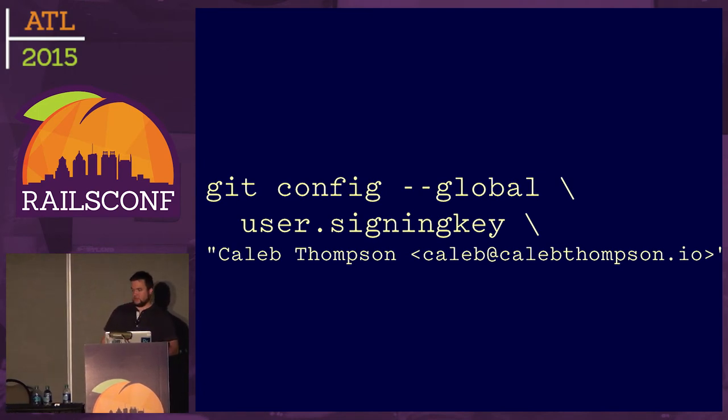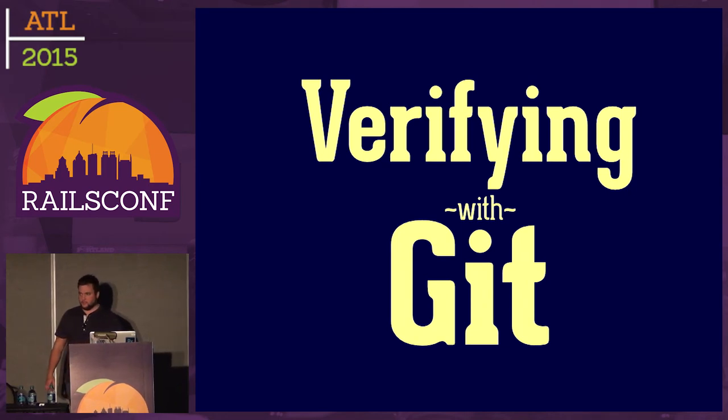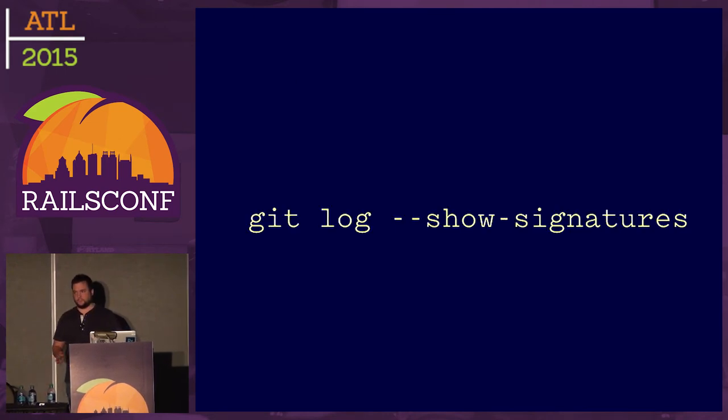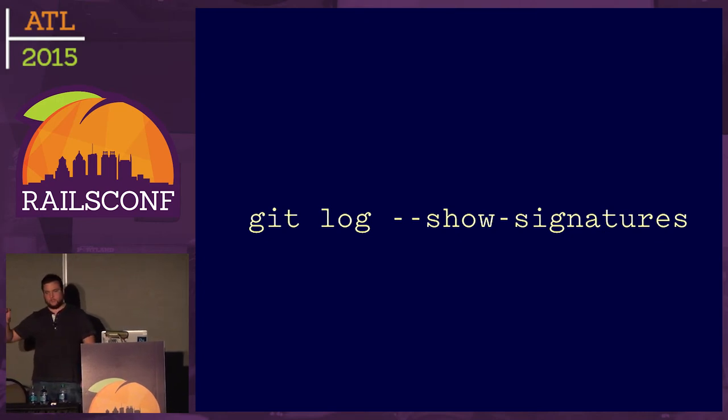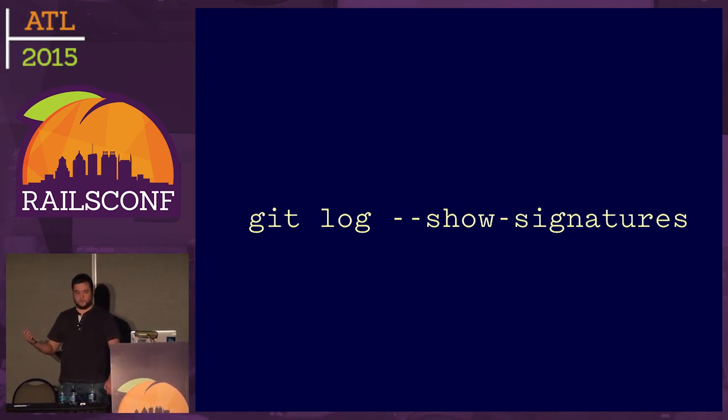How do we do that? So verifying with git is not super difficult, especially if you use aliases. So git log --show-signature is the simplest way to do this. It's going to print out, in addition to the normal commit message and the commit SHA and maybe the diff stat or the diff, the GPG output for verifying when it verifies that the commit is correct.